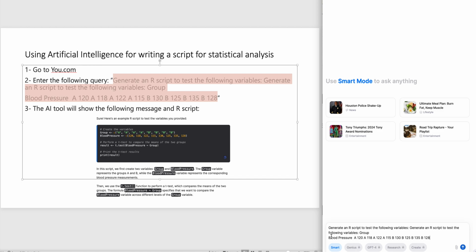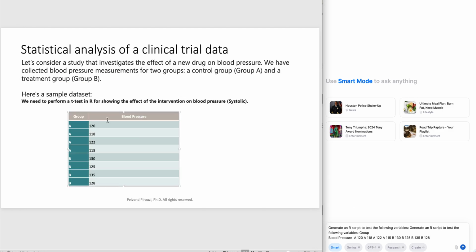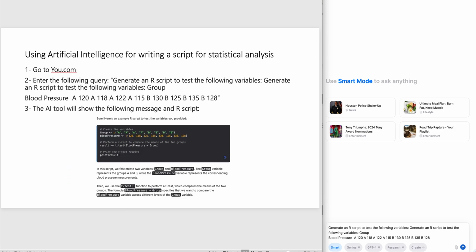It's just the tool that we are using today to test the following variables. So we write down, of course, the groups and the data. You don't even need to retype the data. If you have the table from the previous slide, you can just copy and paste this statement here instead of writing again the blood pressure, etc.